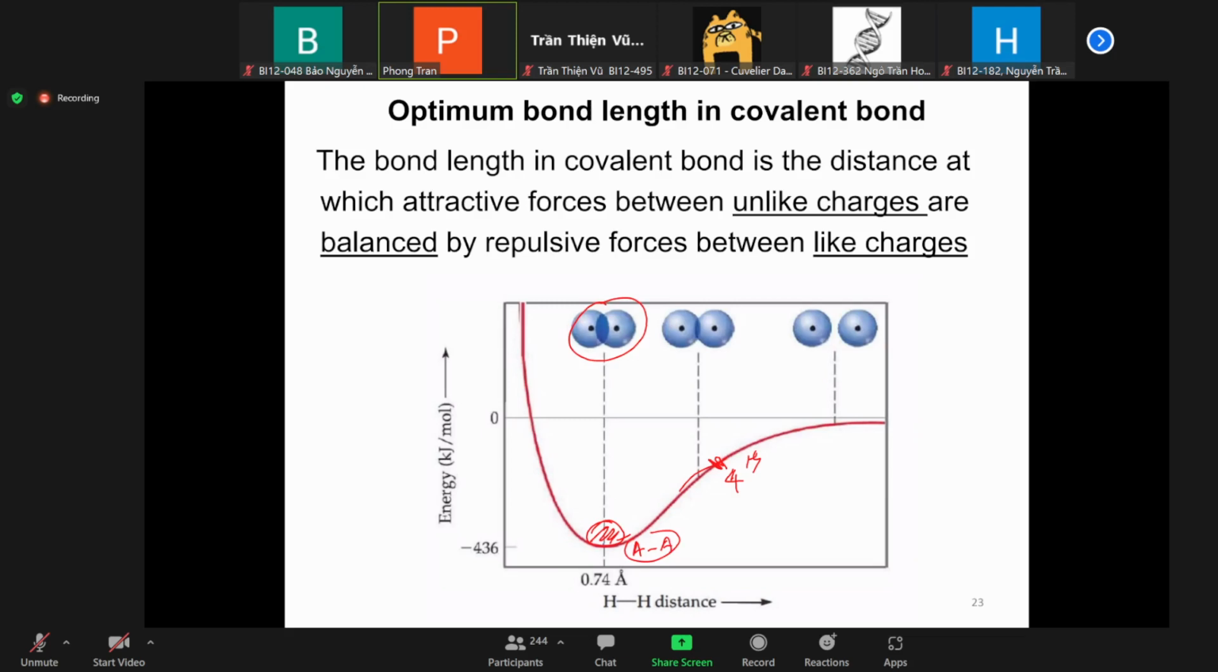So if you take one molecule and you do not put any energy into the system, it will be stable because it is in the ground state. It's at the bottom of the energy curve.